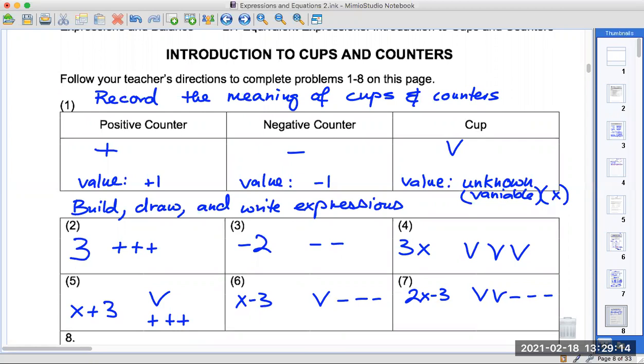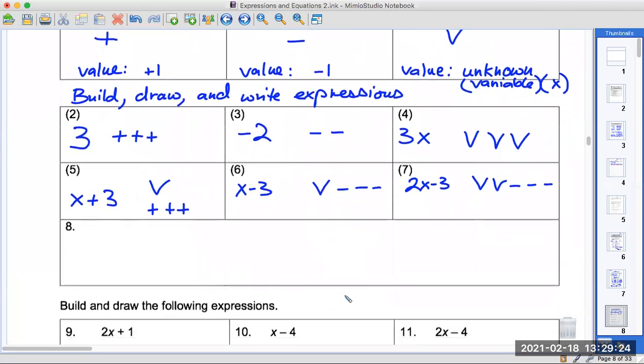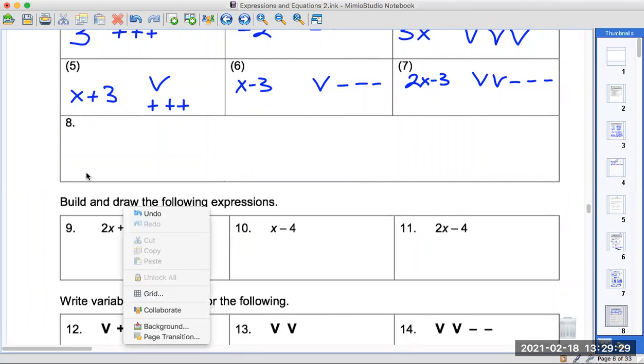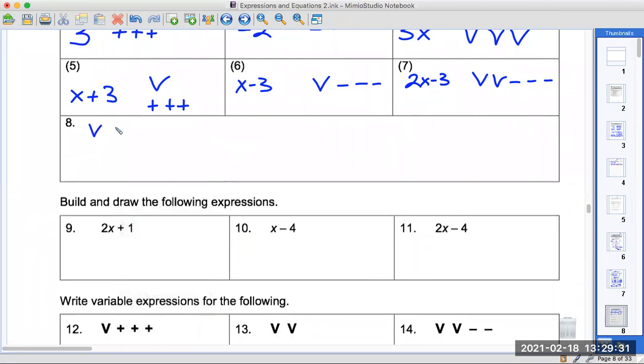And now we get to number 8, oh no, it's not moving. Come on. Is it frozen? My little page, there you go.